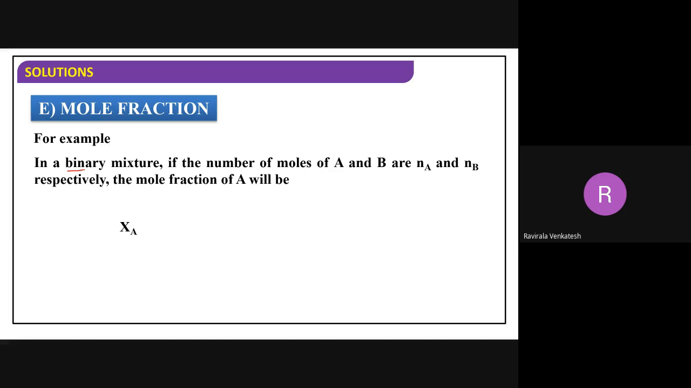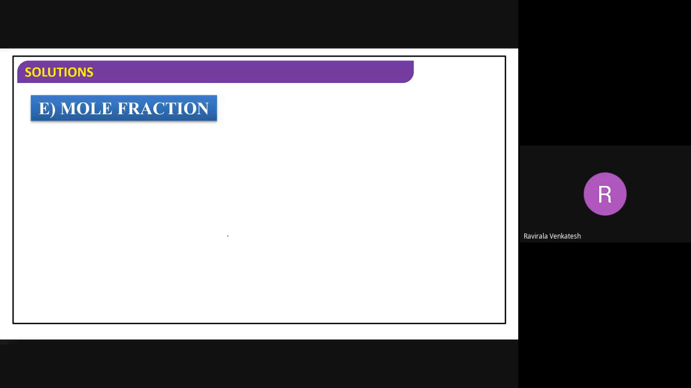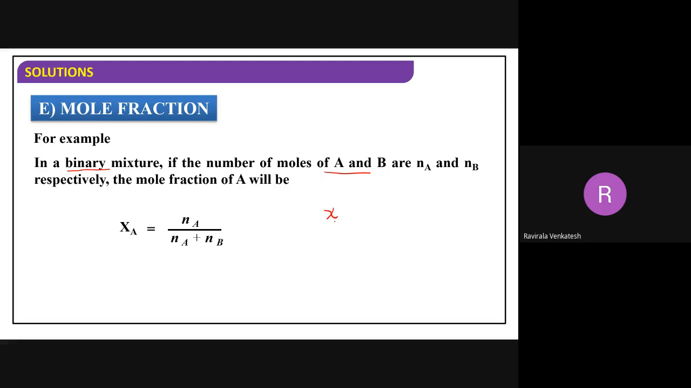Let me take one example here. A binary mixture I have taken. Binary means A plus B. Just imagine A is the solvent and B is the solute. In that case, mole fraction of A is equal to the number of moles of A divided by the total number of moles, meaning A plus B. Now how to calculate the mole fraction of B, beta? Very simple: 1 minus the mole fraction of A, because the mole fraction of A plus the mole fraction of B is always equal to 1 for a binary solution. For ternary, A plus B plus C is equal to 1.